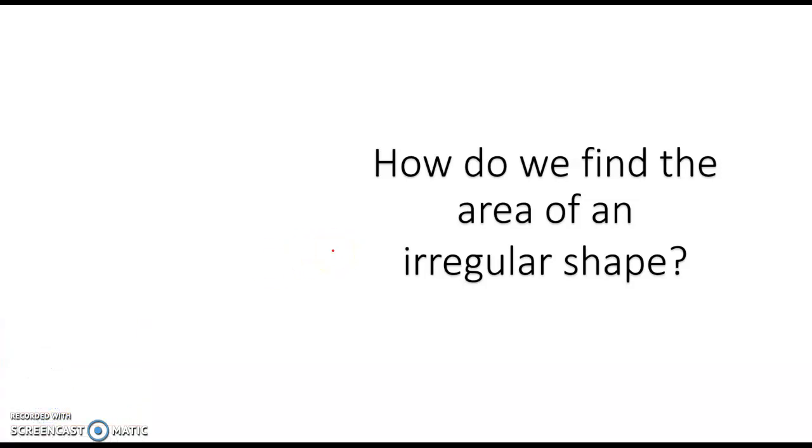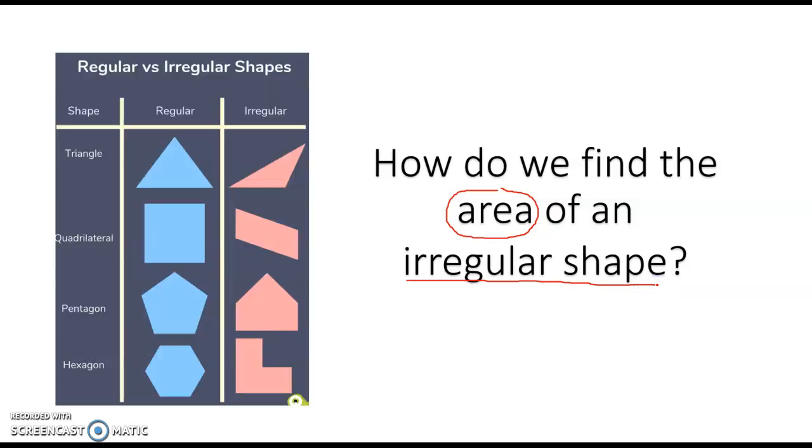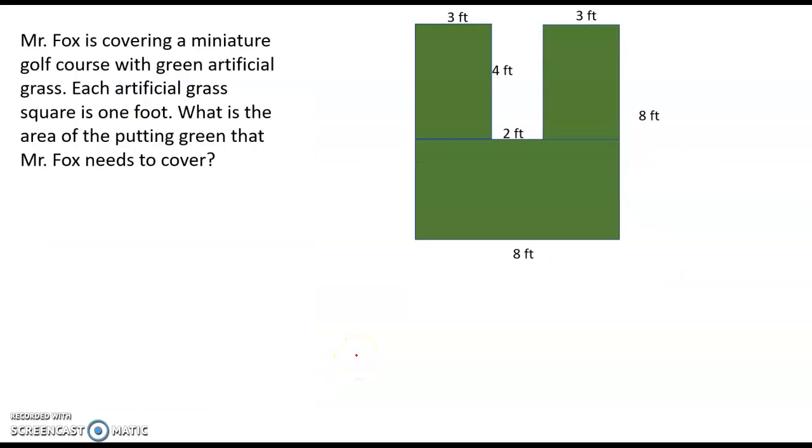Your lesson essential question is, how do we find the area of an irregular shape? So we're going to be looking at area today of irregular shapes. The word irregular means not regular. So if you take a look at these irregular shapes, you can tell they're not your basic squares, triangles. They're shaped a little differently. Let's take a look at one.